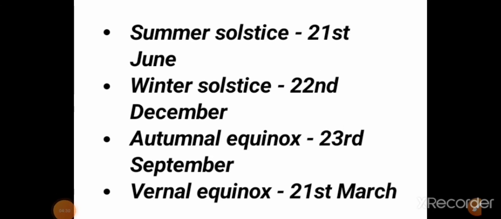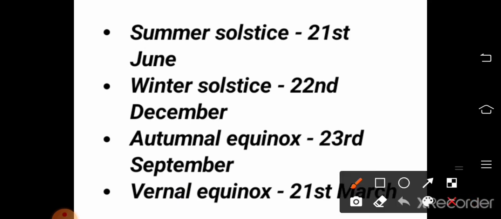Then we discussed the solstice and equinox. So the summer solstice is experienced on 21st June and winter solstice on 22nd of December. That means they have longer nights and shorter days. Sorry, yes, that is in the northern hemisphere.